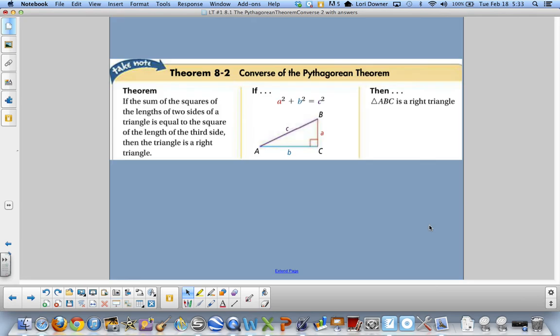We're going to skip this one, and I would like you to add the converse of the Pythagorean theorem. We've looked at if we have a right triangle, then a squared plus b squared equals c squared. The converse says if a squared plus b squared equals c squared, then we know we have a right triangle. So pause the movie, add this to your purple sheet, press play when you're finished.